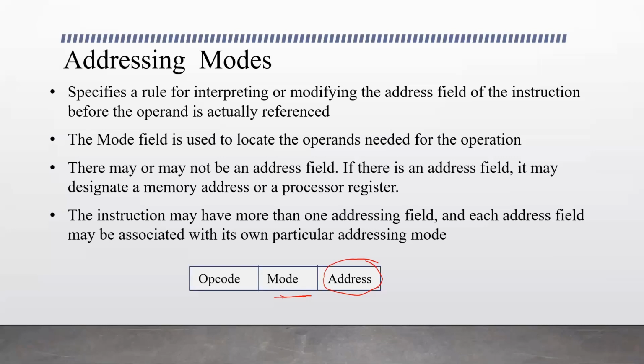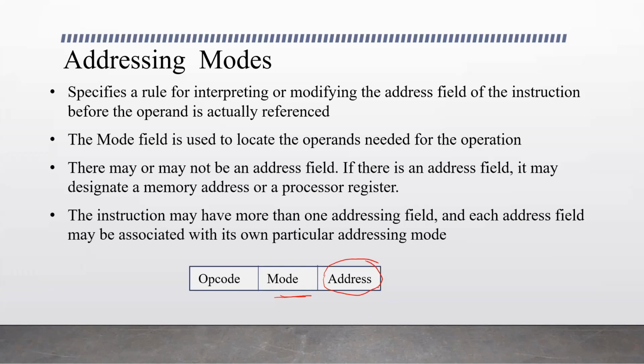And in the last class we also discussed that the number of address fields may differ. The instruction may have 0 address fields, only the operation without the address field. So that is a 0 address instruction. And sometimes there may be one address field in the instruction, and the second operand is stored in the accumulator.